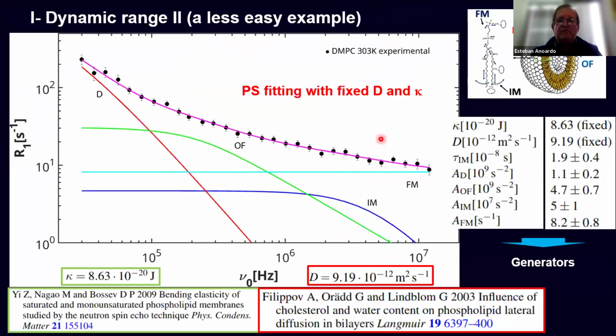Now, let's go to a less simple example. We come back to the liposome, the 7-dimensional space. So what we see here is an experimental relaxation dispersion curve that was measured using a Stelar machine.